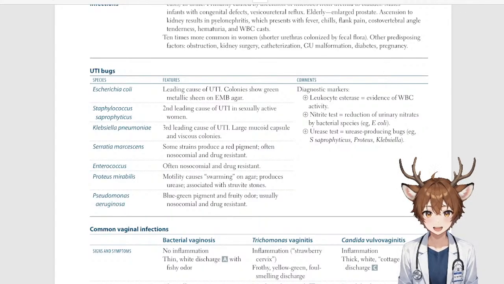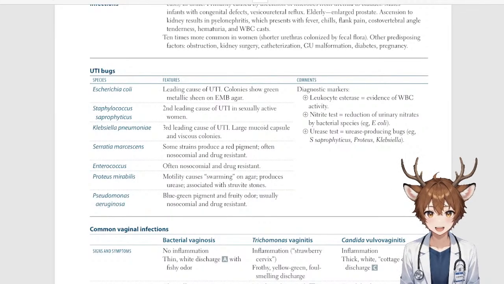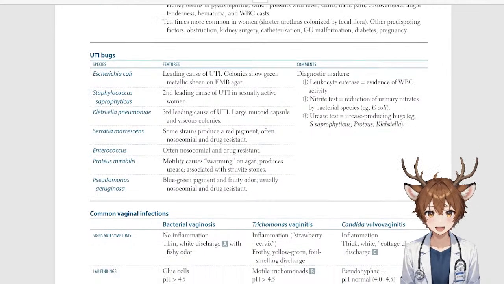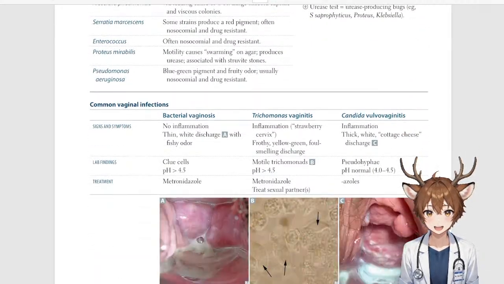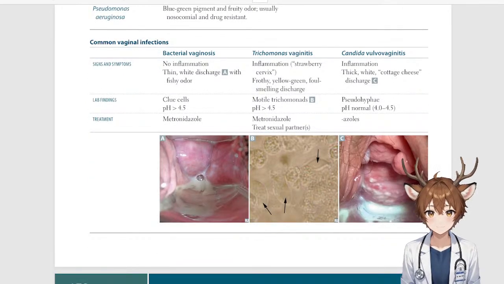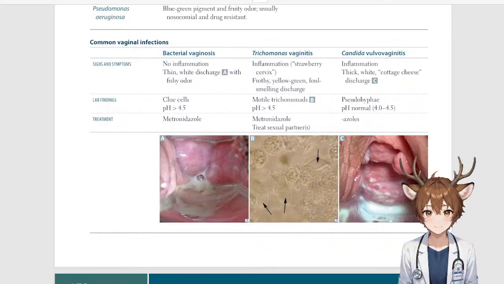And your book has another thing that says urease test, positive urease test, urease producing bugs like Saprophyticus, Proteus, and Klebsiella. Yeah, true. Remember, those species are urease positive. I'm not sure why they didn't add that in there, but in my textbook edition, maybe they don't think it's important anymore, but whatever.